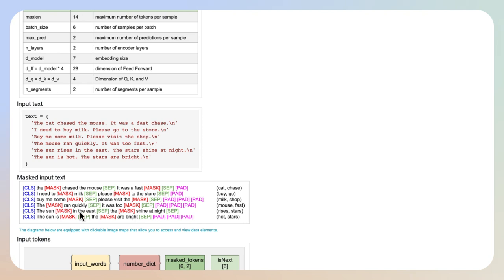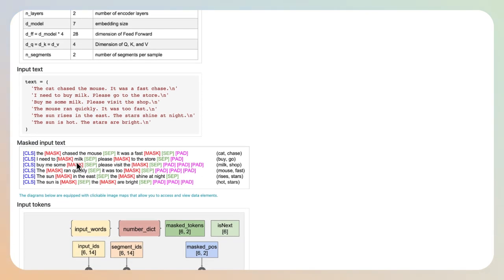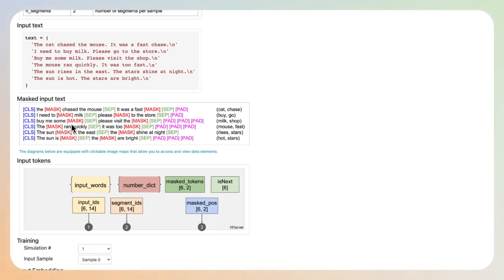Here, we show how these input samples are masked and standardized as required by BERT using special tokens like CLS for class, mask for masking, SEP for segment sentence separation, and PAD as padding to make all training samples of equal size. As indicated here, the below diagrams are equipped with clickable image maps that allow you to access and view data elements. For instance, we can explore data blocks in the Input Token section.